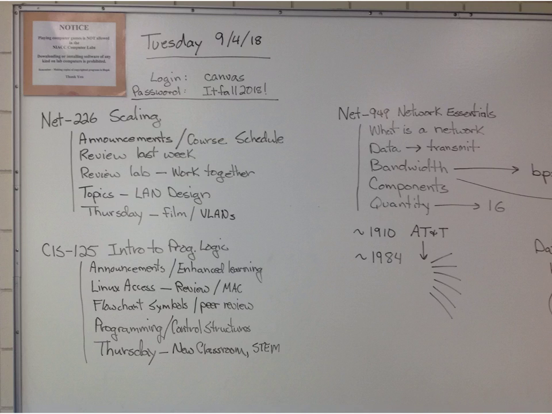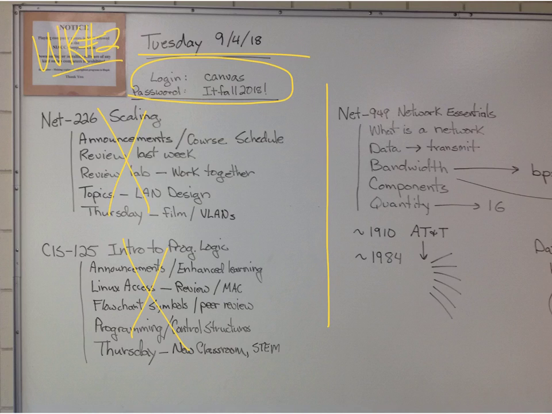Alright, so here we are, believe it or not, it's week 2 already, Tuesday, the 4th. Got the login here. Those classes, we already had those. And so here, Network Essentials. We talked about what is a network, we spent a little bit of time talking about transmitting data. We talked about bandwidth, components, a little bit about quantity. I gave a little bit of history on technology.